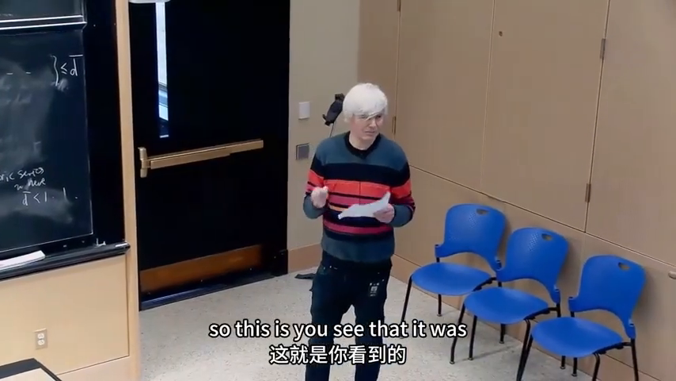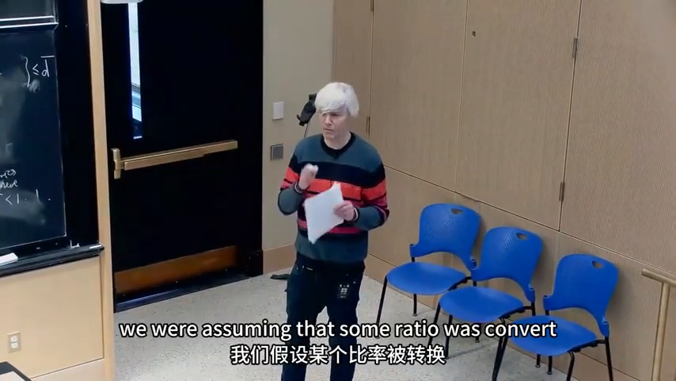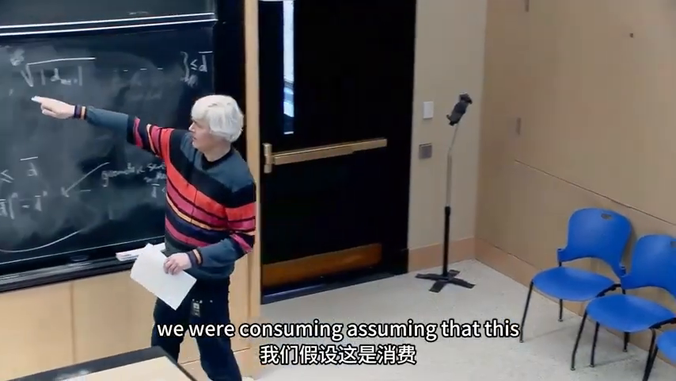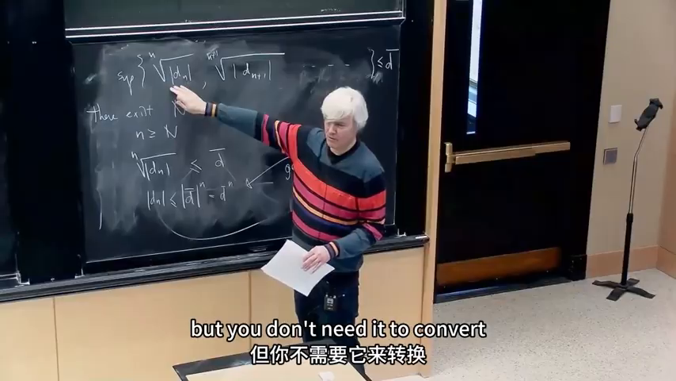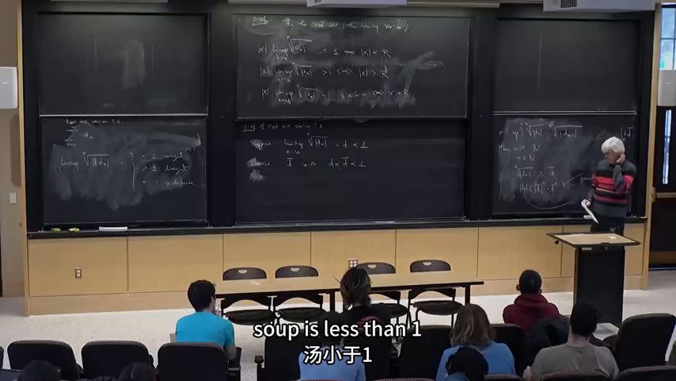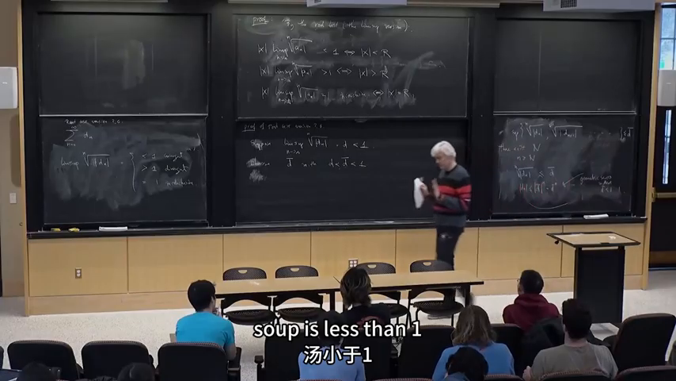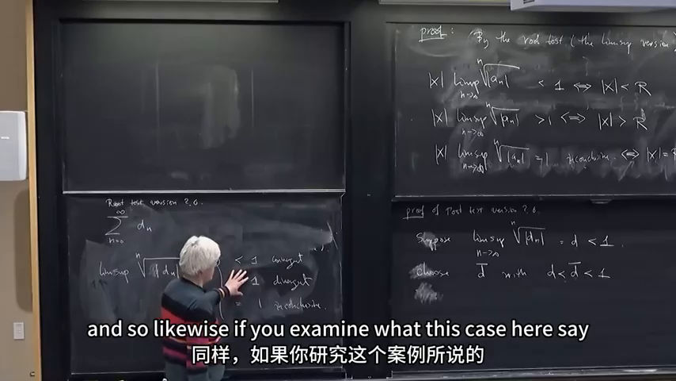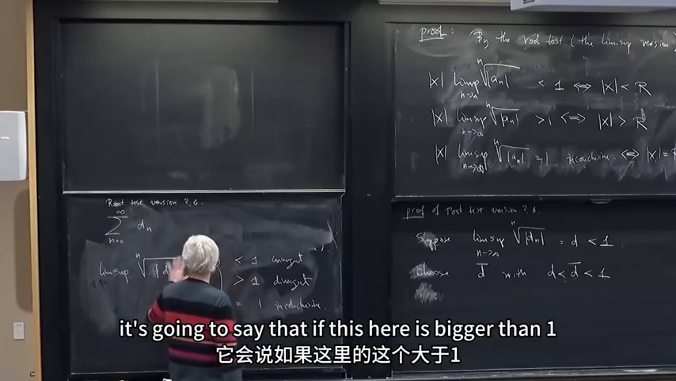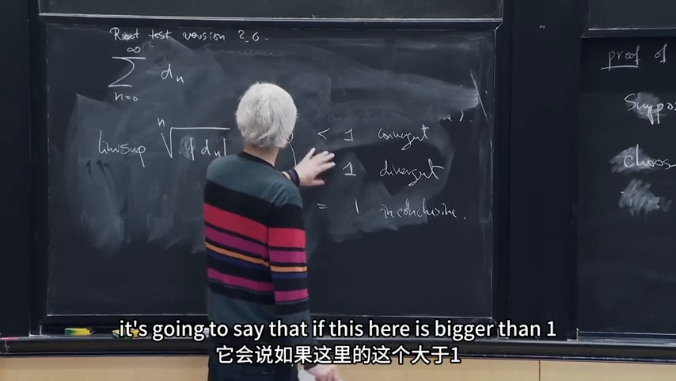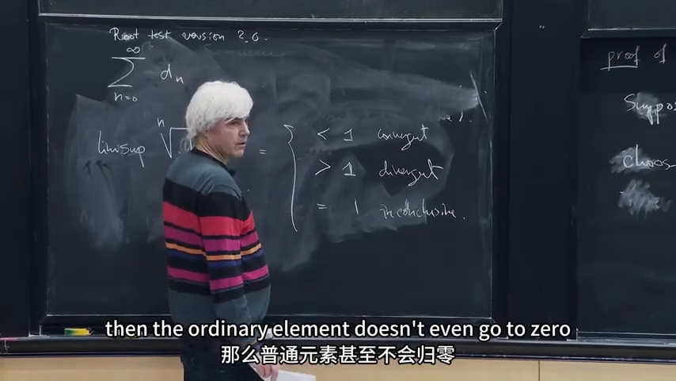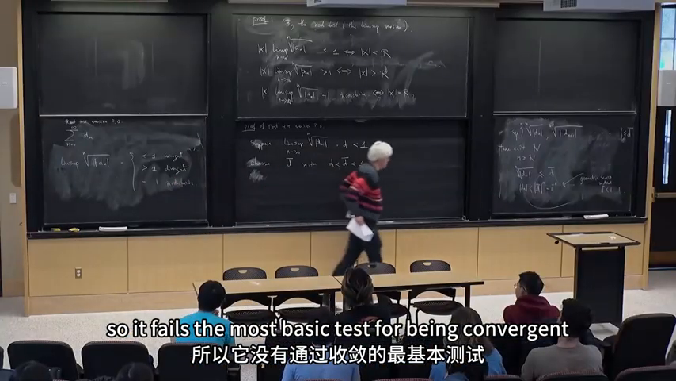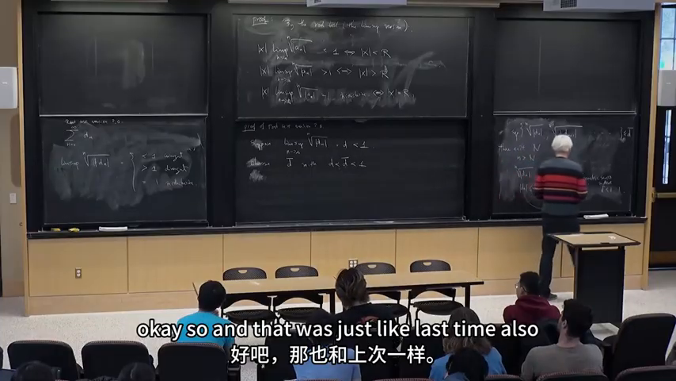So you see that it's basically the same proof we did last time. But last time we were assuming that some ratio converges to something. But you don't need it to converge. You just need that the lim sup is less than 1. And likewise, if you examine what this case says, then just like last time, if this here is bigger than 1, then the ordinary element doesn't even go to 0. So it fails the most basic test for being convergent. And that was just like last time also.